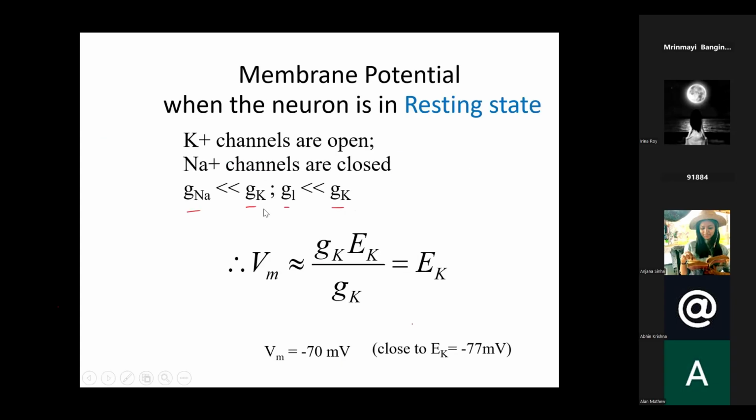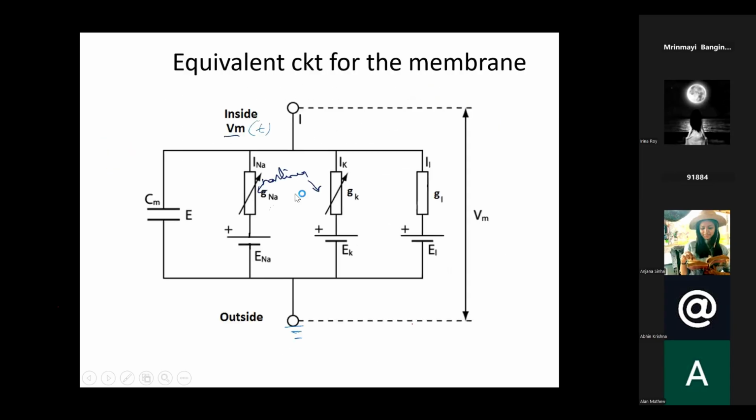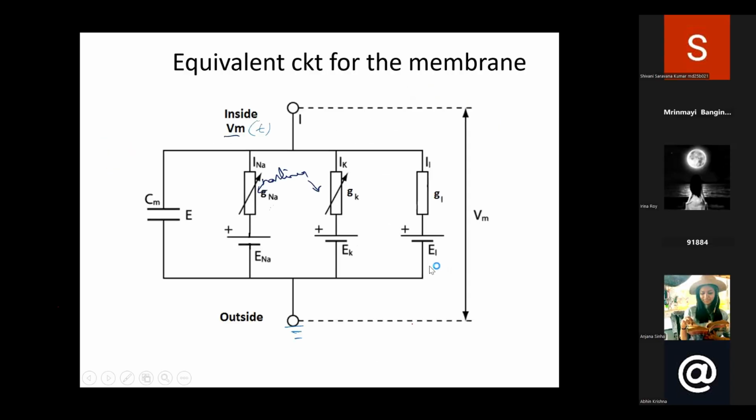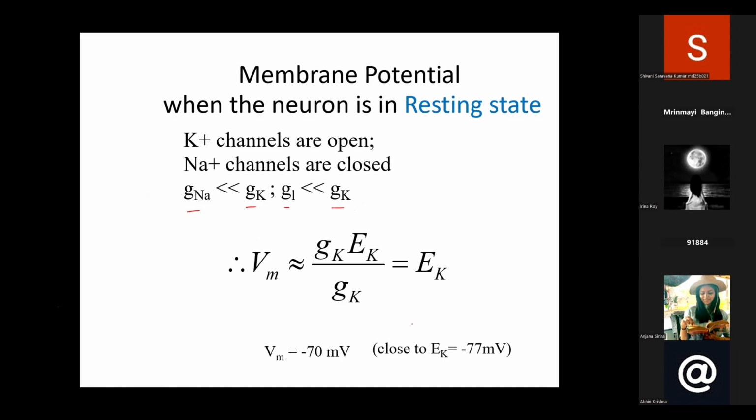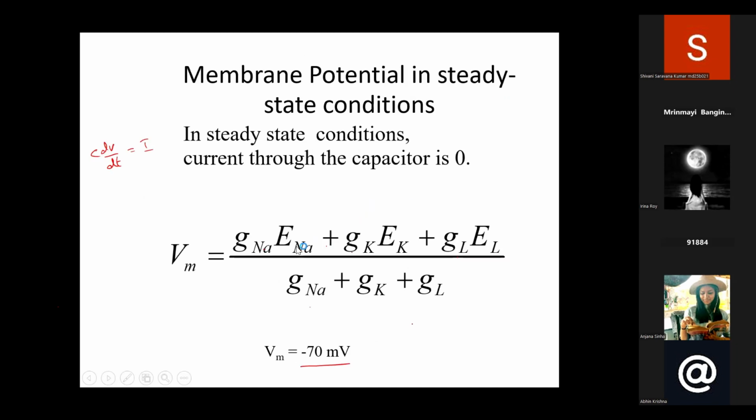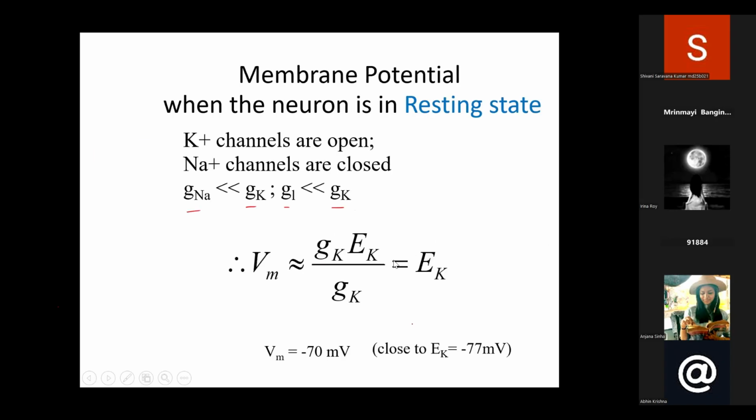Potassium channels are open, which means Gk is a big number, while sodium channels are closed, so Gna is a small number. We also assume that Gk is bigger than Gl. All these other voltage-independent channels we call leakage channels, because they constantly leak current. So if you assume Gk is much bigger than the other two conductances, then the term having Gk is bigger than the other two terms, and this whole formula reduces to Gk Ek by Gk.